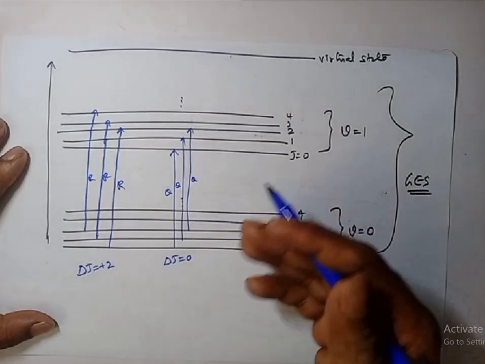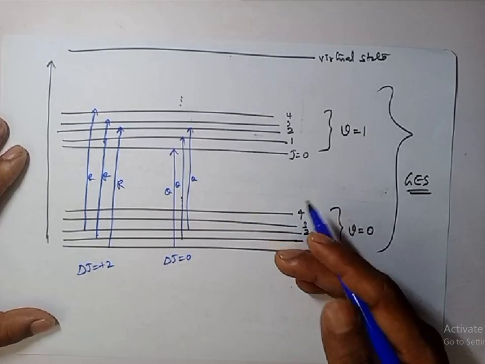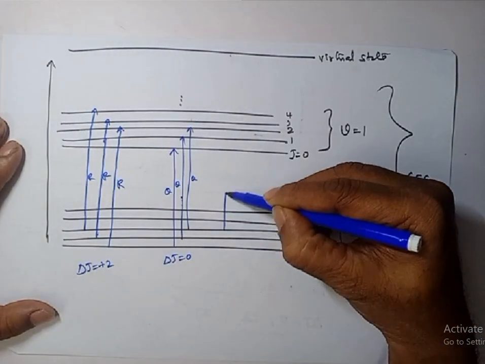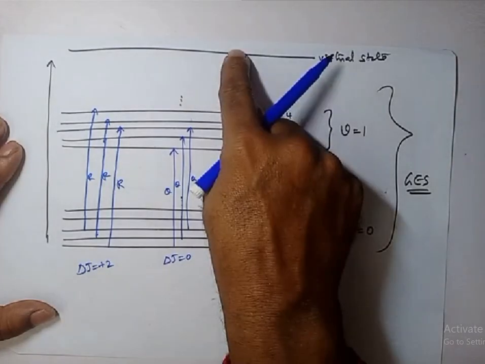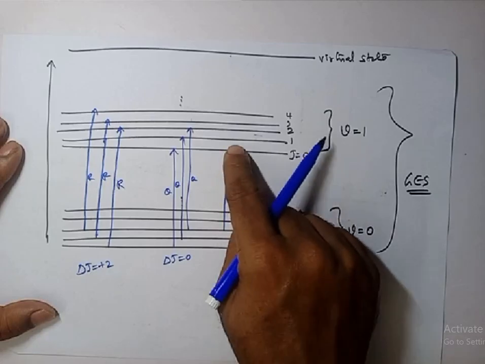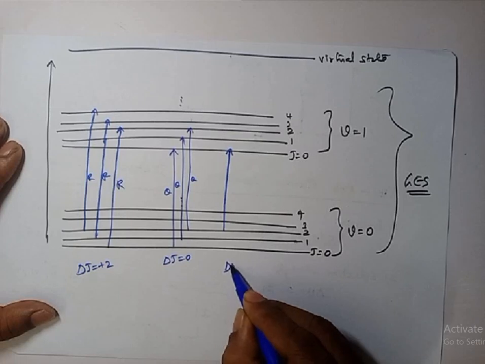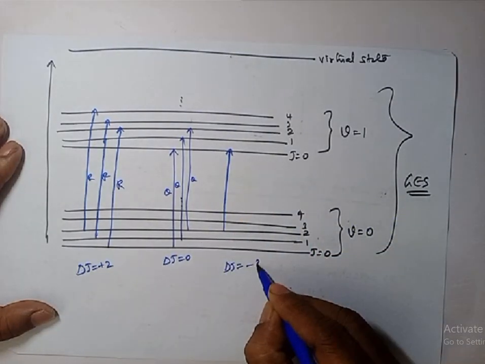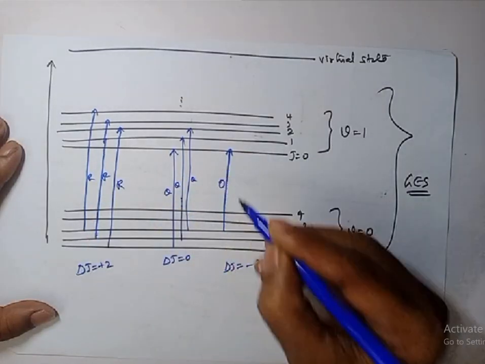Then we have lines from delta J minus 2 also. How will it appear? Delta J minus 2, so 2 to 0. See this? 2 to 0. It starts from 2, goes to virtual state, returns back to J equal 0. That's the meaning. I'm sorry, it corresponds to delta J: final is 0, initial is 2. 0 minus 2 is minus 2. This corresponds to O branch.